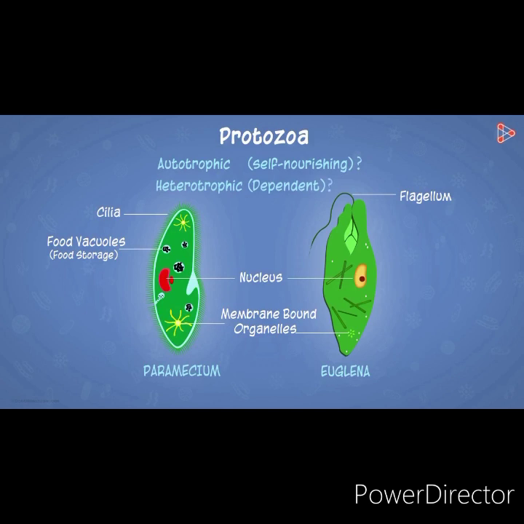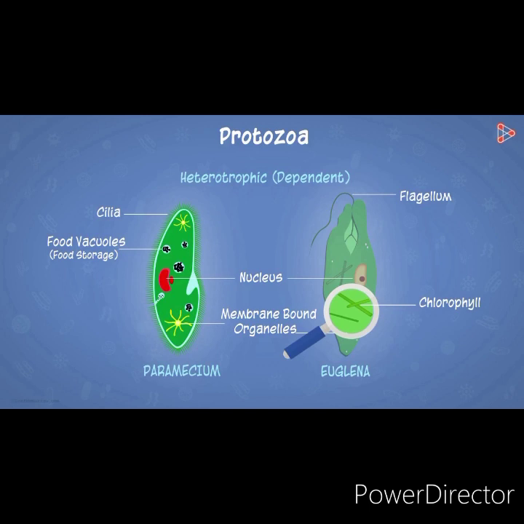Here we are referring to whether they are autotrophic, that is self-nourishing, or heterotrophic, meaning they cannot prepare their own food. We know that these cells are like animal cells and have mobility. So, do you think they will be autotrophic like plants? Of course not. These are heterotrophic in nature. Yes, they are dependent on other organisms as their food source. There are only a few exceptions, including the chlorophyll-containing euglena. It usually performs photosynthesis, but others lack the capacity to do so.